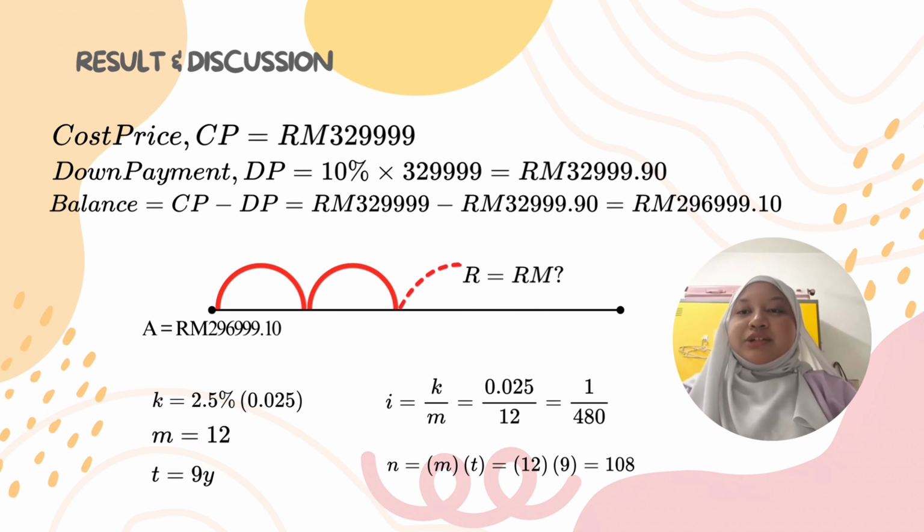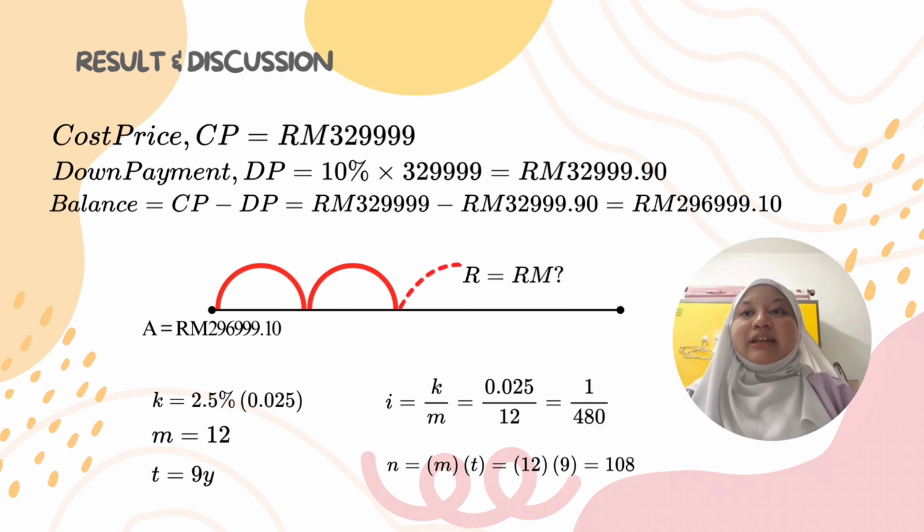Result and discussion. First, we must extract the information given in the problem statement. Cost price CP equals 329,999 ringgit. Down payment DP equals 10% of 329,999 ringgit, which is 32,999 ringgit and 90 cents. Balance equals CP minus DP, which is 329,999 ringgit minus 32,999 ringgit and 90 cents, equals 296,999 ringgit and 10 cents.